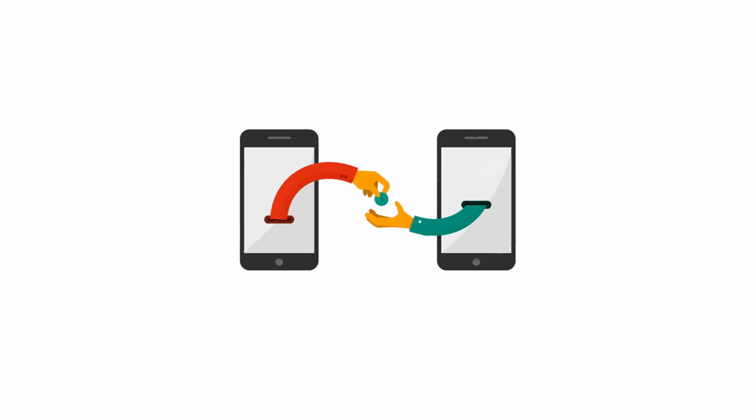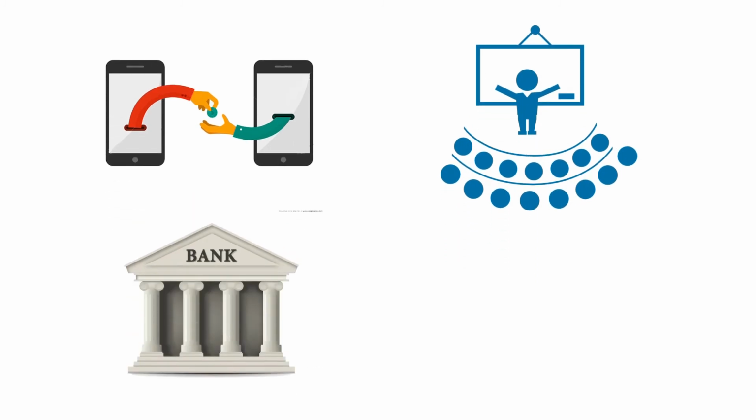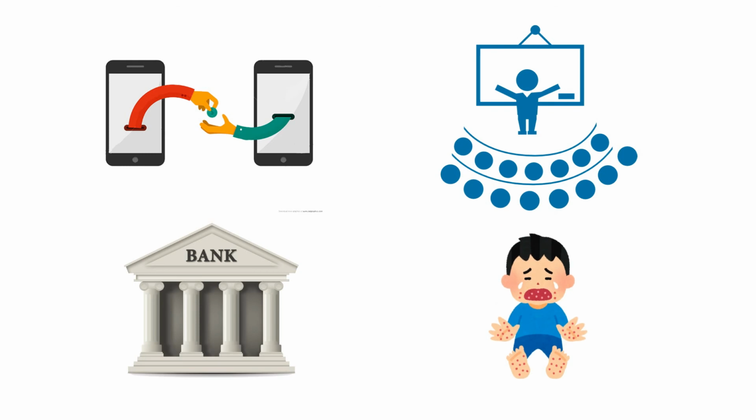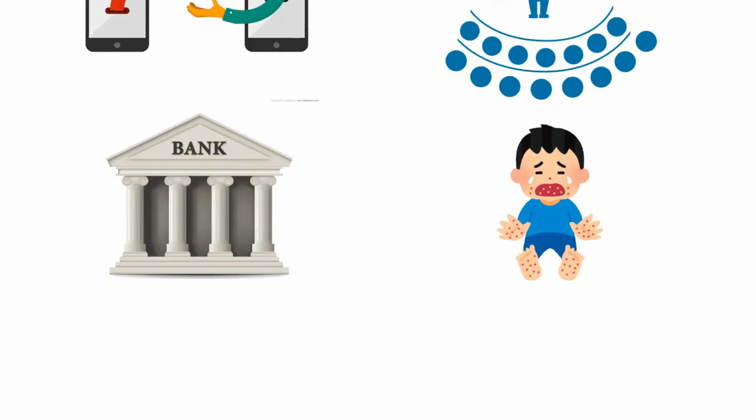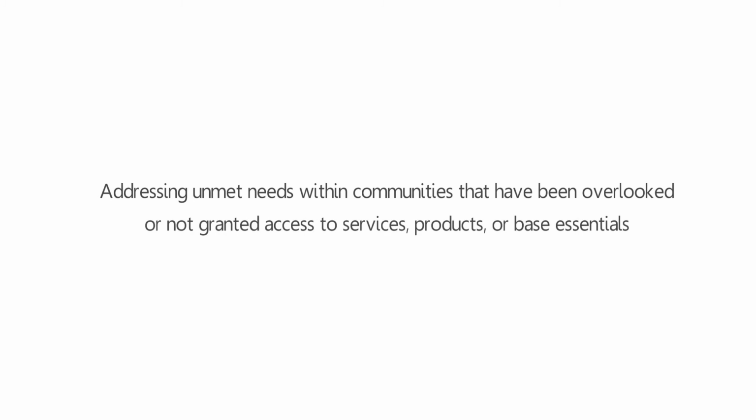Examples of social entrepreneurship. These include microfinance institutions, educational programs, providing banking services in underserved areas, and helping children orphaned by epidemic disease, and so on. Their efforts are connected to a notion of addressing unmet needs within communities that have been overlooked or not granted access to services, products, or base essentials available in more developed communities.